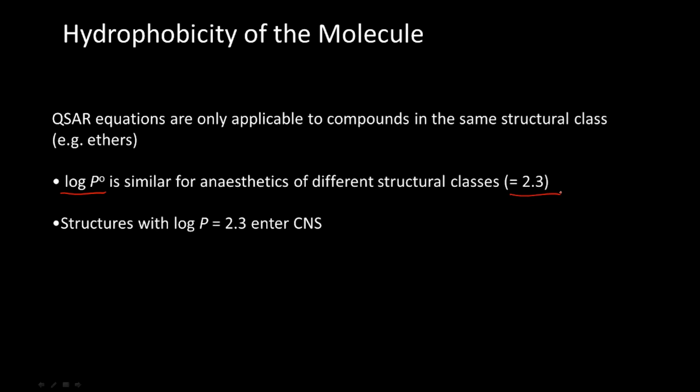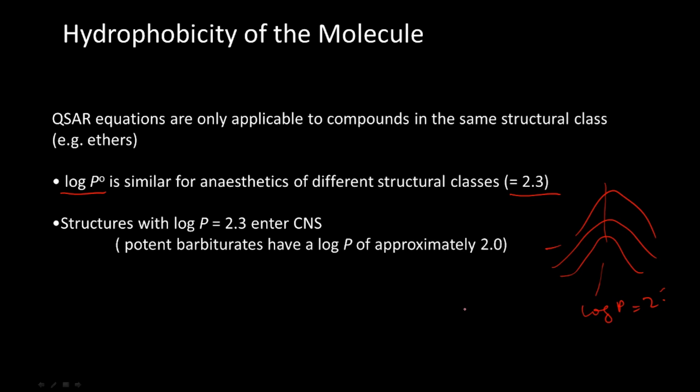Interesting. Structures with log P around 2.3 enter the CNS, that is your central nervous system. As you remember, for blood-brain barrier entry, we need approximately 2.3 for it to enter. If it is lower, it's a bit hydrophilic, so it might not enter at all. So for many classes of anesthetic drugs, even though you may have different types of graphs, approximately the log P comes out to be approximately 2.3. This is a very important point you need to keep in mind. It's very useful to keep in mind.